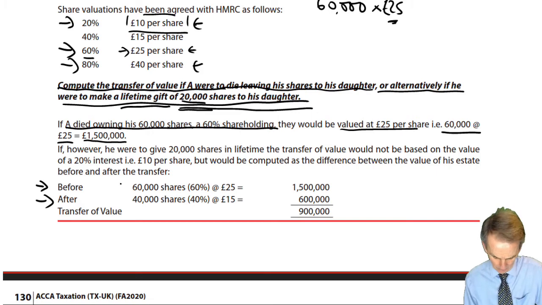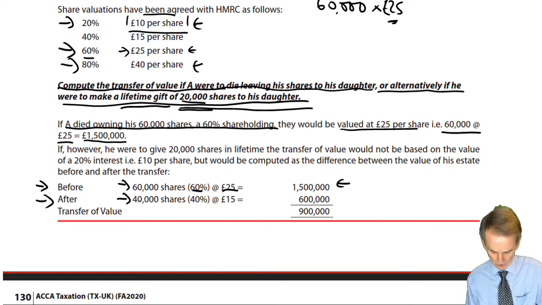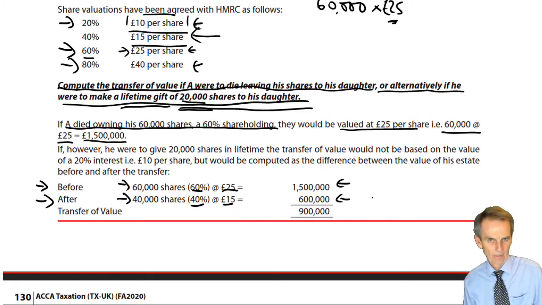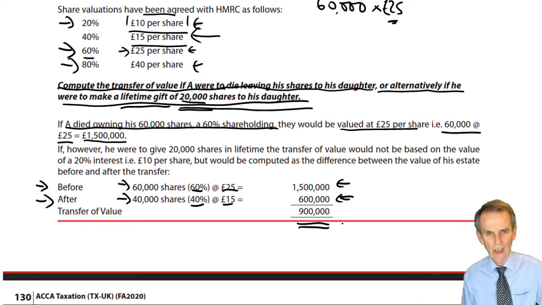Before the transfer, as we know, it was 60,000 shares. That was a 60% interest. Then it's valued at £25 per share, and that was 1.5 million. After the transfer of 20,000, A's shareholding will have reduced to 40,000 shares, a 40% interest. A 40% interest has a value of £15 a share. 40,000 at 15 will be 600,000. So before the transfer, the 60% shareholding was worth 1.5 million. After the transfer, the 40% shareholding that remains is worth 600,000. The transfer of value is 900,000.